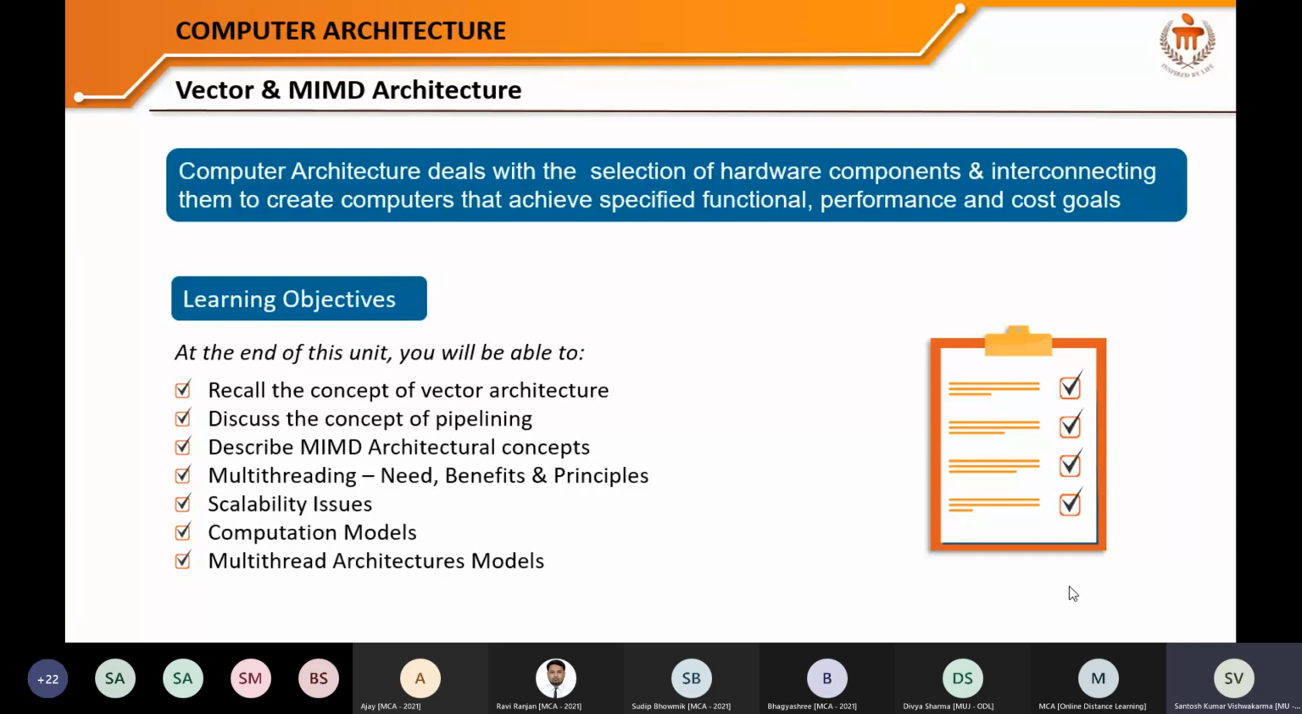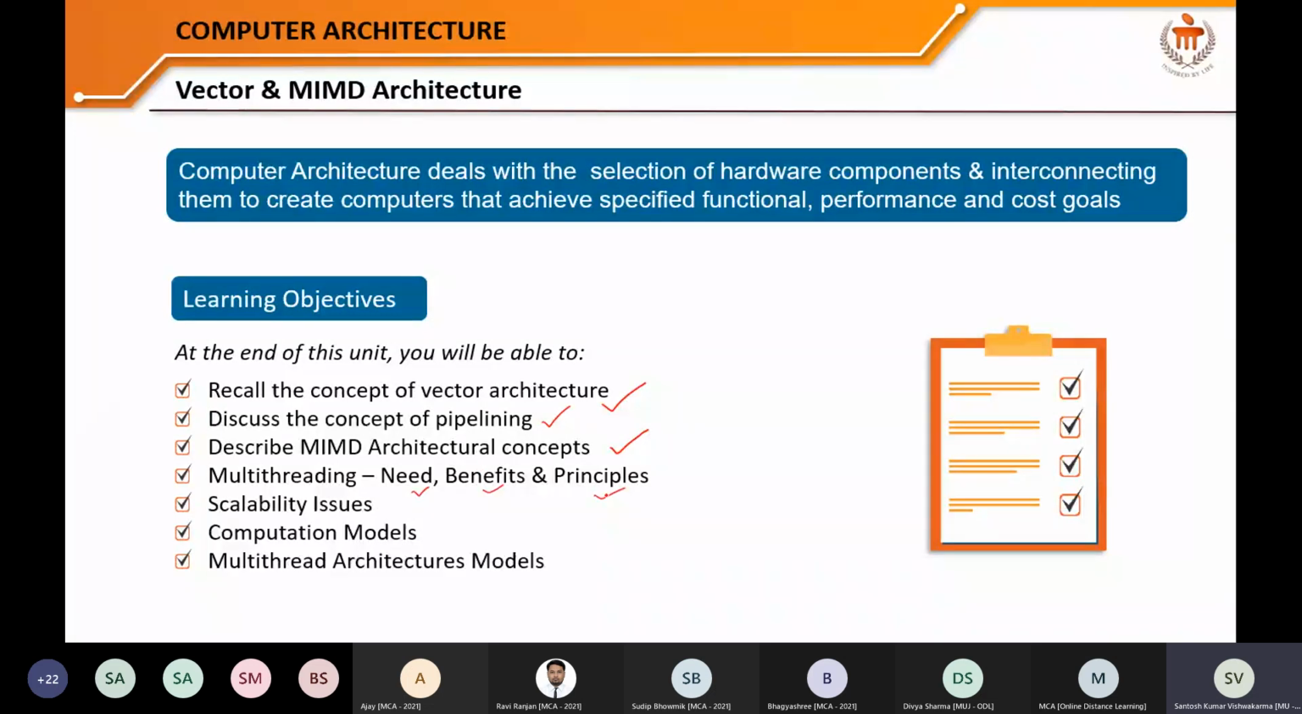The learning objectives for these two units are, first of all, to recall the concept of vector architecture. We'll also have a revision of pipelining, which we already did in units 6 and 7. We'll also describe the MIMD architectural concepts. One of the very important and integral parts of working with architectures is multi-threading concepts. You might have gone through the operating system concept of multi-threading. So we'll see what the need, the benefits, and the major principles of multi-threading are.